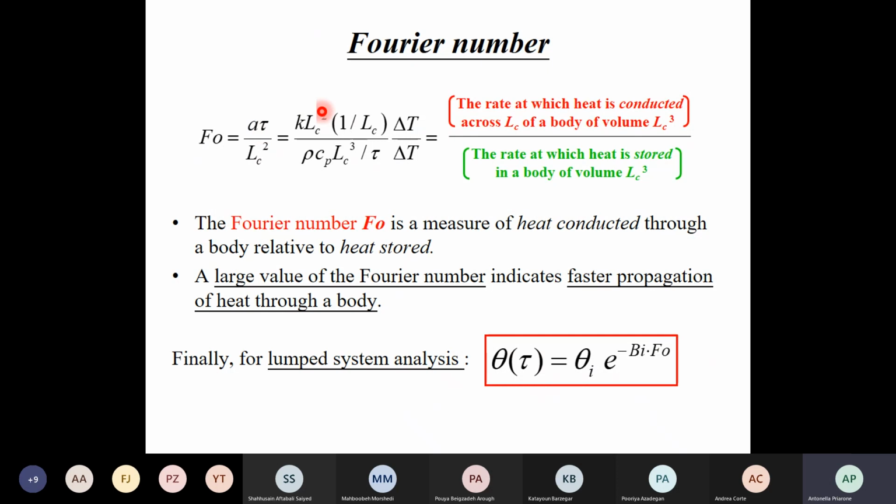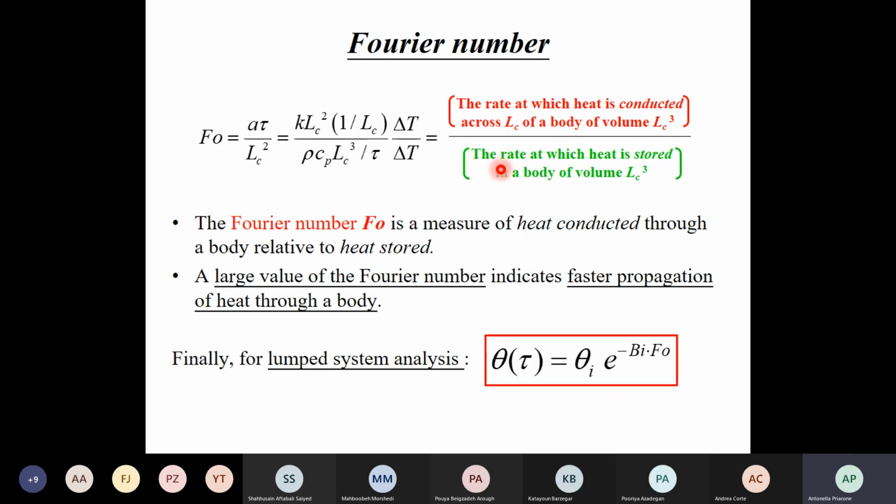This one is a bit complicated. After multiplying and dividing by the same numerator and denominator, I can obtain at the numerator the rate at which heat is conducted across the body, and at the denominator the rate at which the heat is stored. So this is only to say to you that the Fourier number gives us an idea of the behavior of a body in terms of heat conducted divided by heat stored. The larger the Fourier number, the faster the propagation of heat through the body. Finally, we will use the Fourier number.